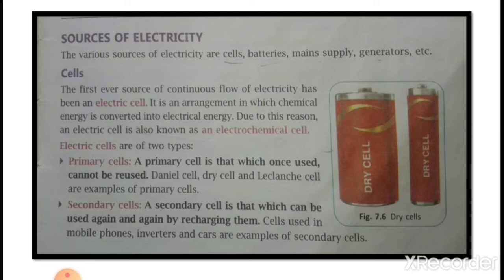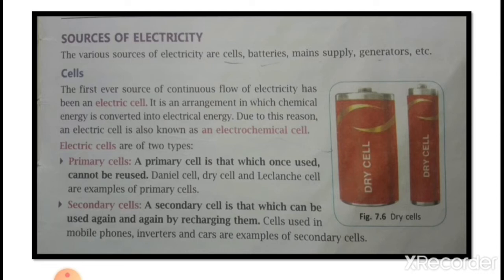Okay, so electric cells are of two types, primary cells and secondary cells. Primary cells we cannot reuse again. Once used, it can be thrown away. We cannot reuse the cell. That is, they are known as primary cells.